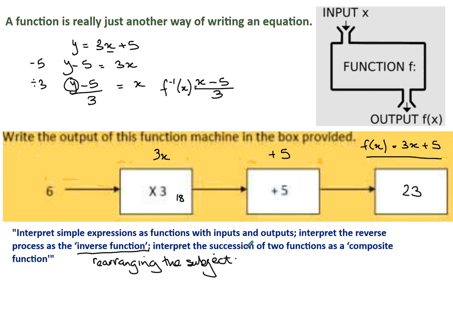And then interpret the succession of two functions as a composite function. So you can tell there are two different functions that have happened. f of x could be multiplied by 3, and then g of x would be the plus 5. So it's just a function followed by another function. What you have in this function is put into that function, and you get the result. It's as basic as that. As long as you remember this, every other question will be relatively easy. All right, let's have a look.